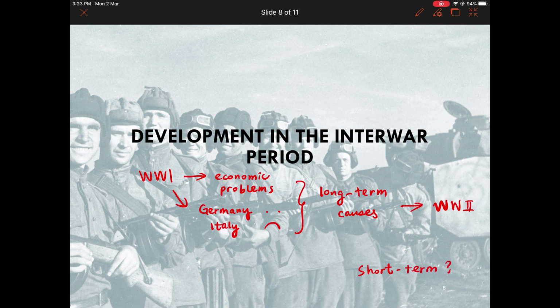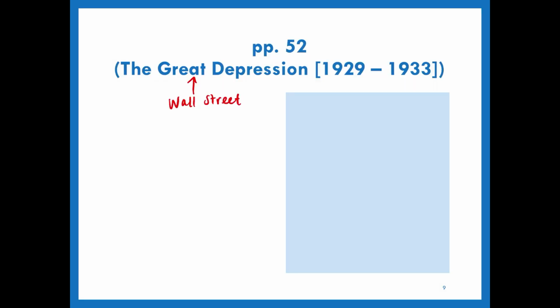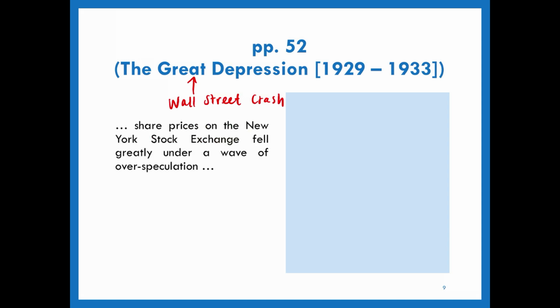So, how about the short-term cause? Let's focus on the economic crisis that happened in 1929. The Great Depression started with the Wall Street crash.